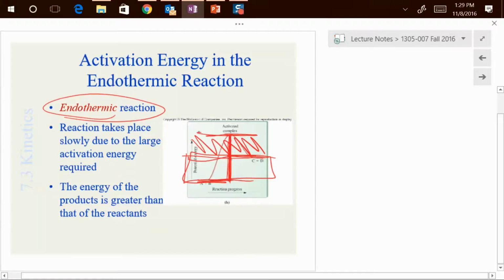Okay? The activation energy is much higher on endothermic reactions, and they will release just a little bit of energy. Okay? That's how they're going to work.